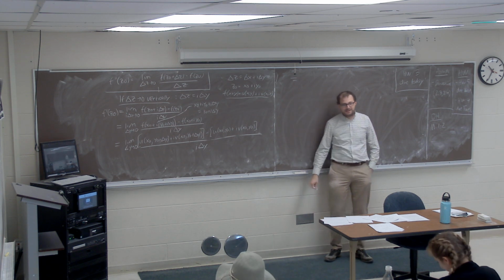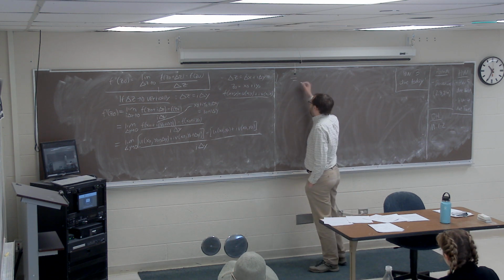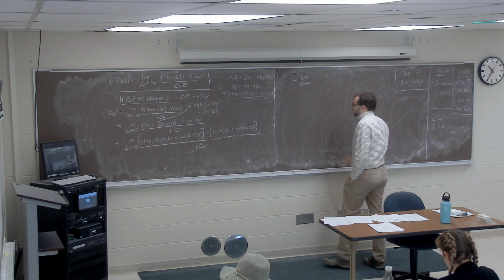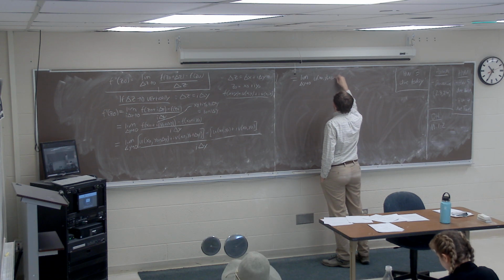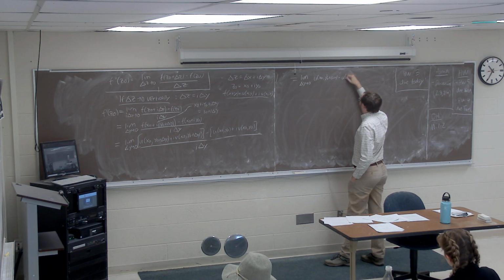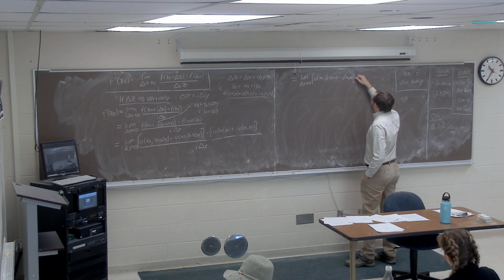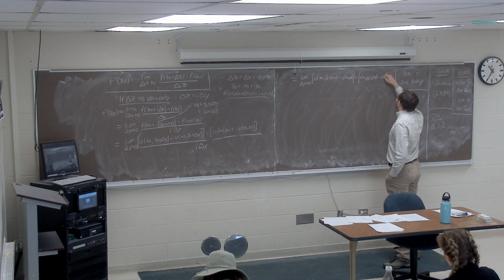All right, Ginger, what do you think our next step's going to be? I think we're probably going to collect real components and imaginary components. Yeah, we're going to collect the u pieces and the v pieces to get a limit as delta y goes to 0 of u of x naught comma y naught plus delta y minus u of x naught y naught, plus i times the quantity v of x naught comma y naught plus delta y minus v of x naught y naught.